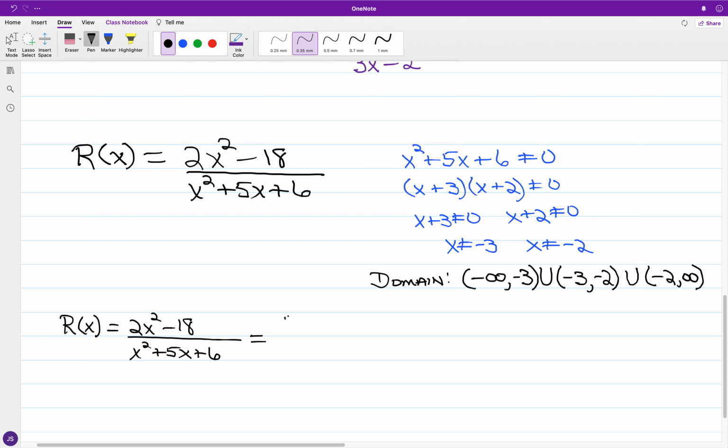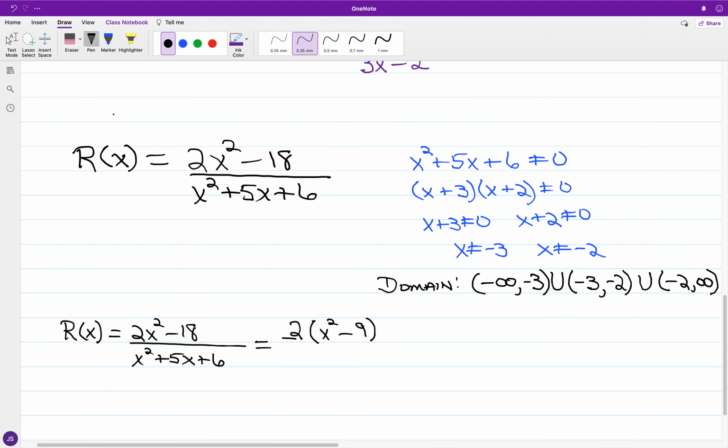Now, looking at factoring, in the numerator you have two processes here. The greatest common factor between the terms is 2. And if you notice, we have x squared minus 9, a difference of squares. And then for the denominator, x squared plus 5x plus 6, the factors are the quantity of x plus 3 times that of x plus 2.